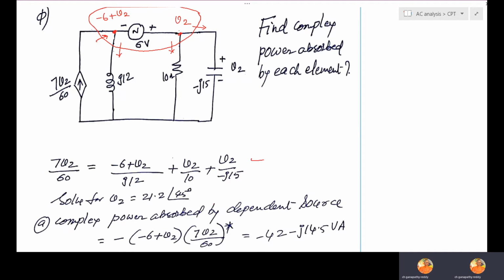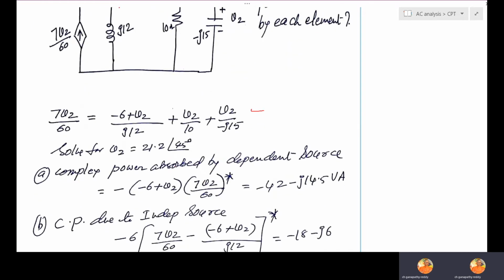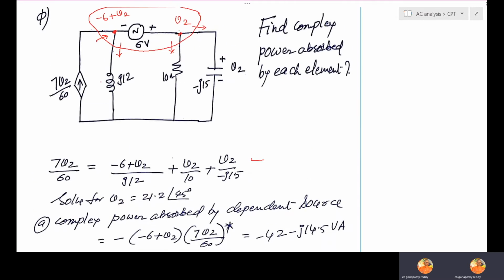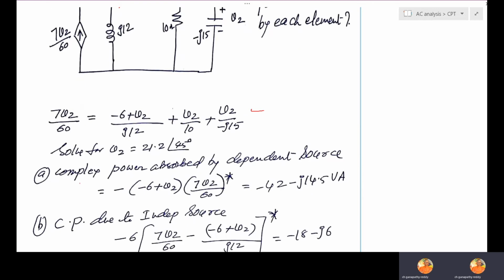Solve for V2. All these things, when I am giving the answer, that much easily it will not come. You have to spend 5 minutes and work on it, and see that you get the same answer. Now once we know V2, complex power absorbed by, what is the question? Each element. Every element you have to consider. So complex power absorbed by the dependent source. What is dependent? 7V2 by 60.